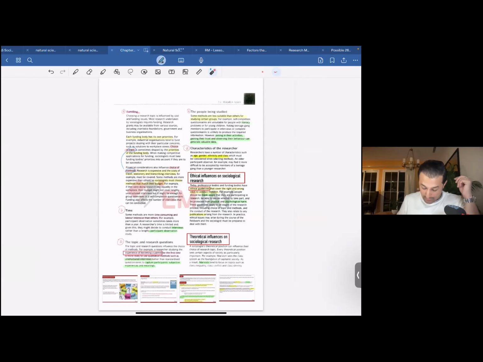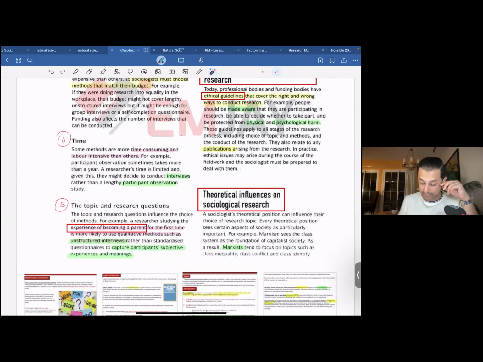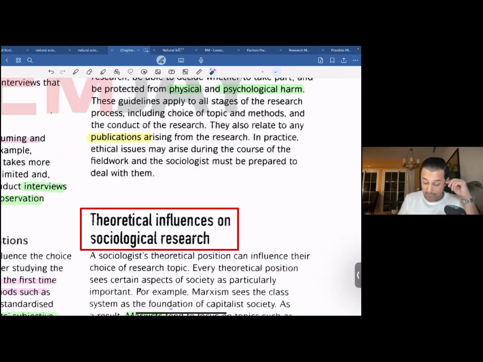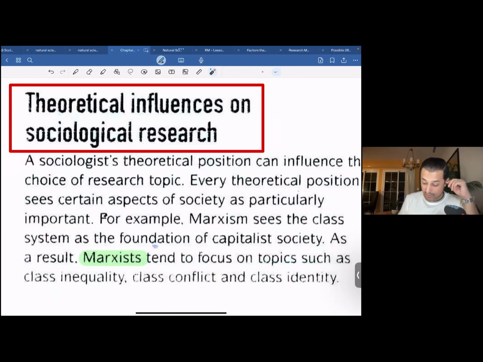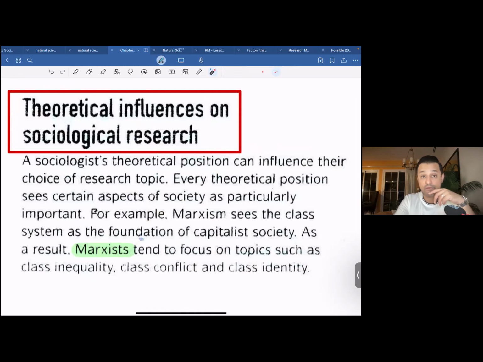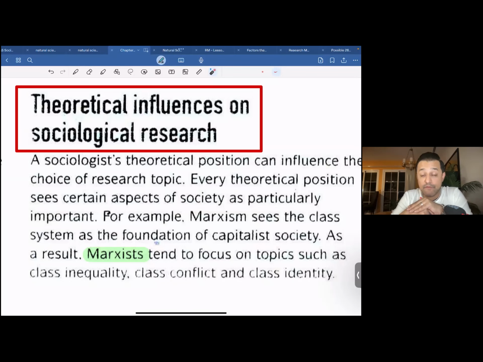So, my dear, we spoke about two different factors that could affect a research process. Number one, practical factors. Number two, ethical factors. And the third in line over here is theoretical factors, right? Now, when we talk about the theoretical factors that affect sociological research, if you're a positivist, you'd be more inclined towards using quantitative research methods. If you're an interpretivist, you'd be more inclined towards using qualitative research methods. Just keep this in mind and let's move on.